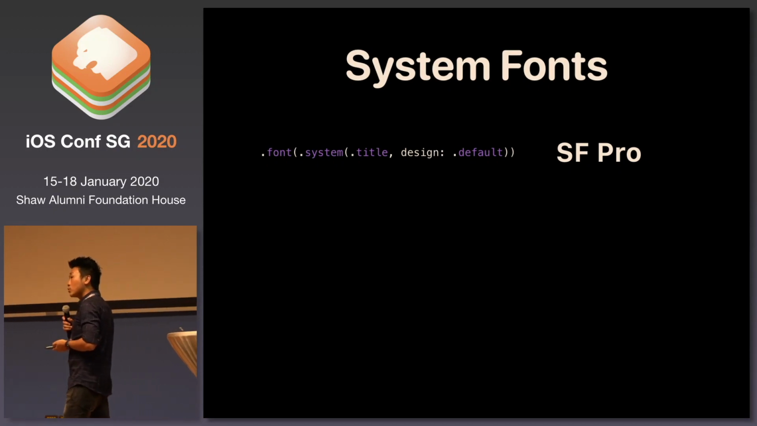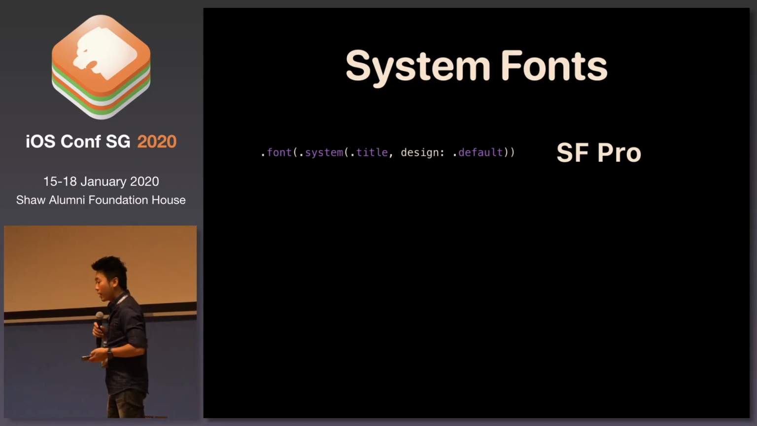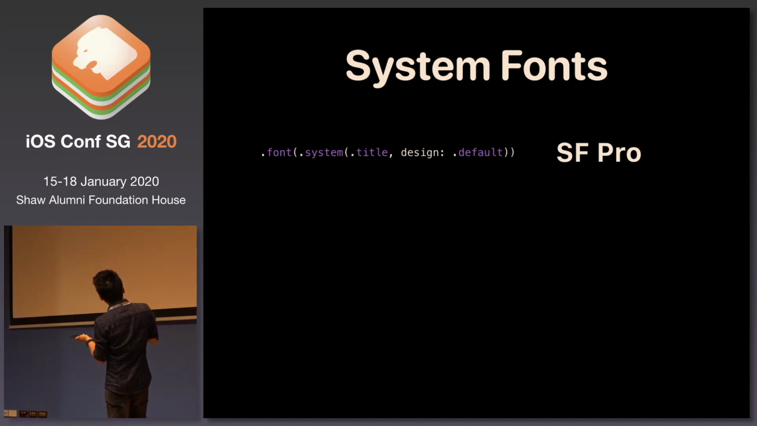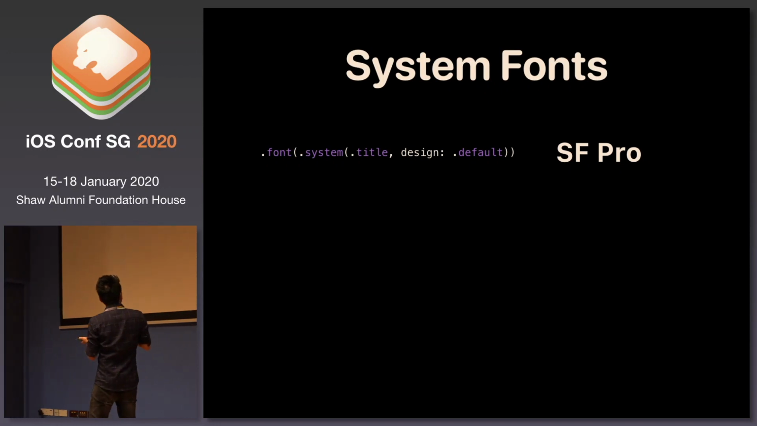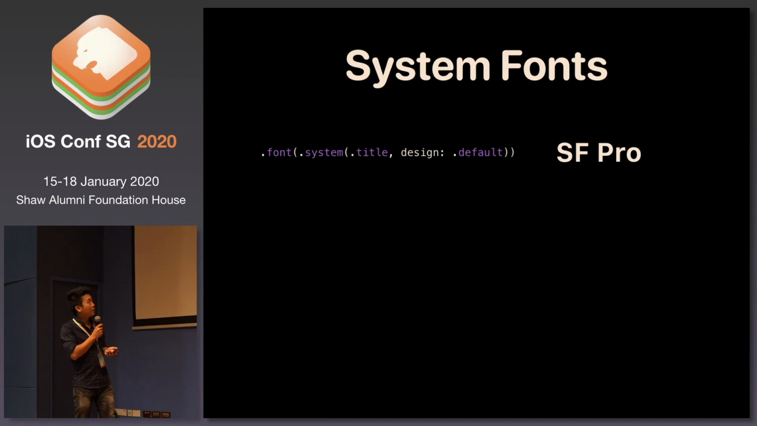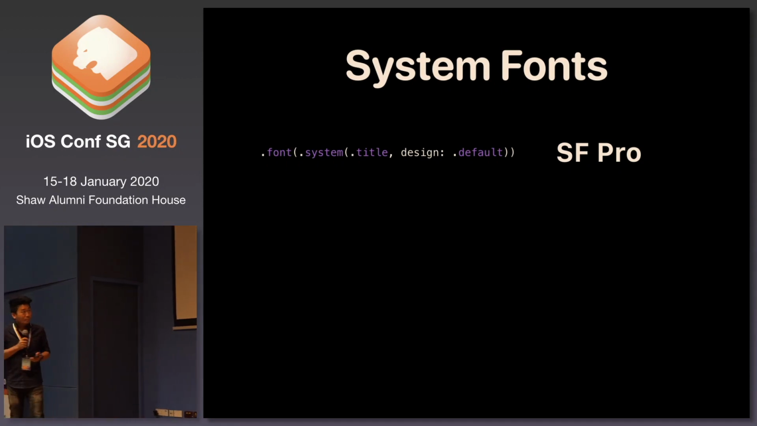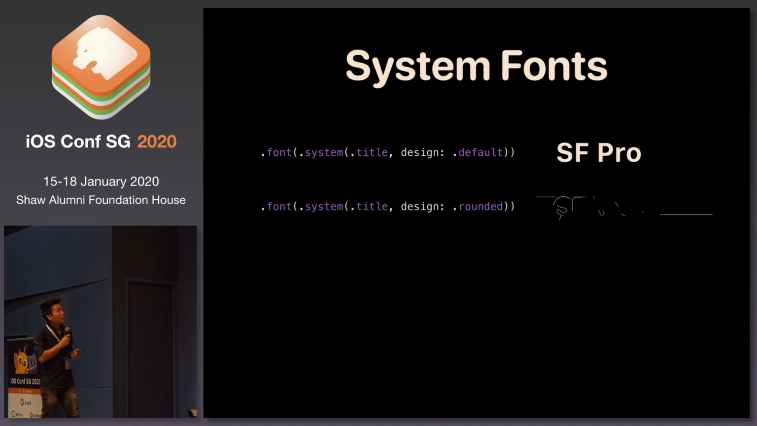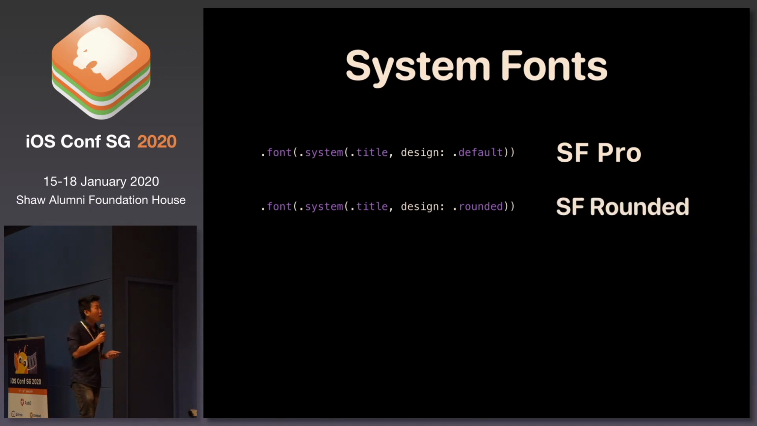So now we have access to 4 fonts for free. And you don't need to do anything else than just set the font system. The one by default is set to default. And by the way, this is new since I believe Xcode 11.2 or 11.3. But most importantly, we have more fonts. We don't have just SF Pro. We also have SF Rounded. All you need to change is the value to dot rounded instead.